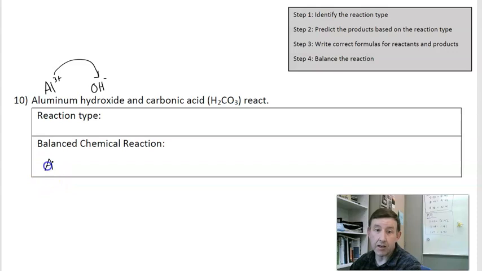So Al. Now hydroxide is a polyatomic ion, so whenever I want to add a subscript, I put the entire thing in parentheses and then get the subscript. All right, and it's going to be combined with carbonic acid, which looks like H2CO3.